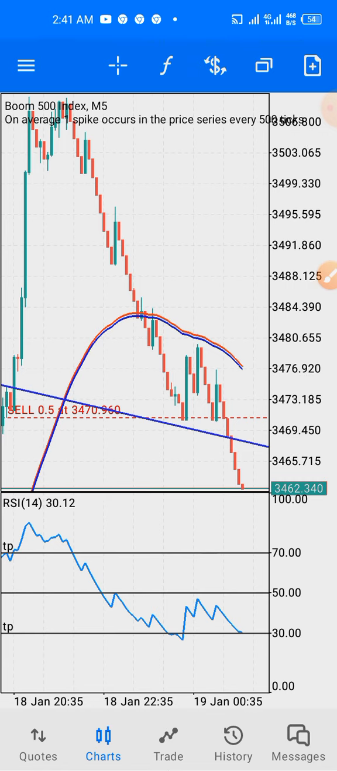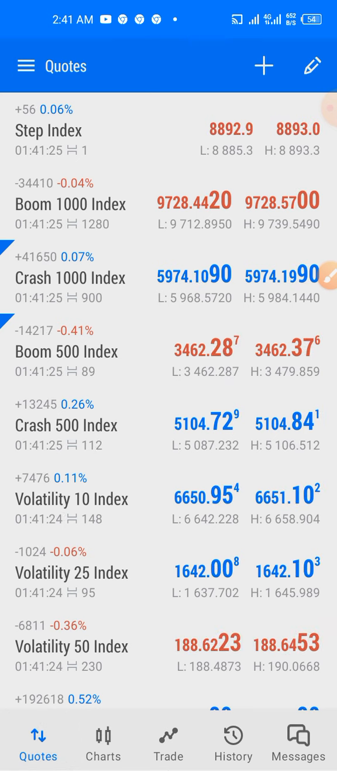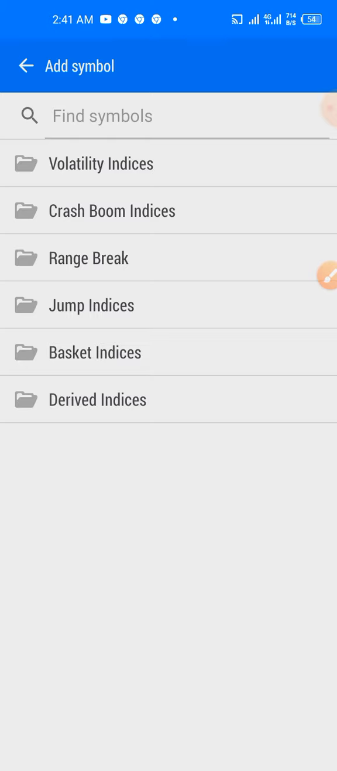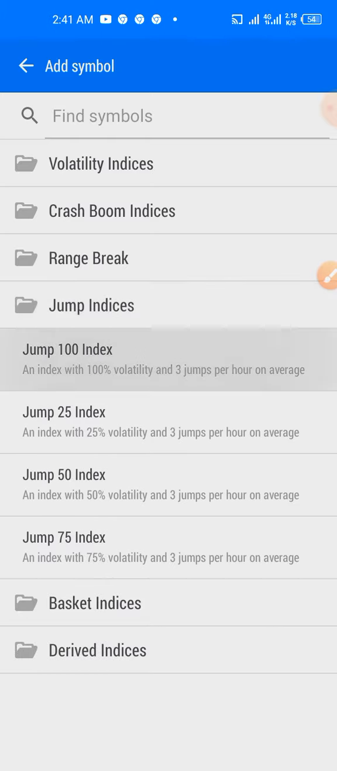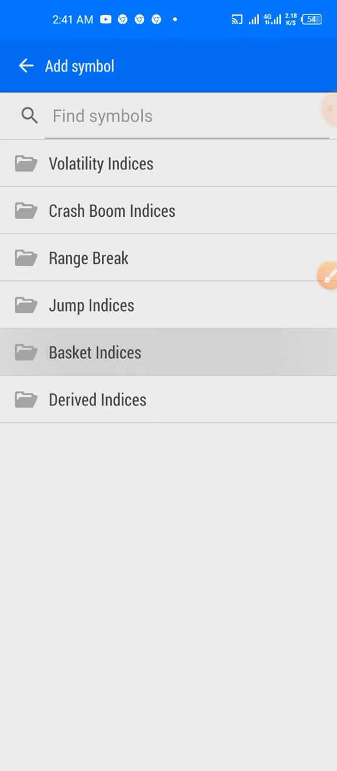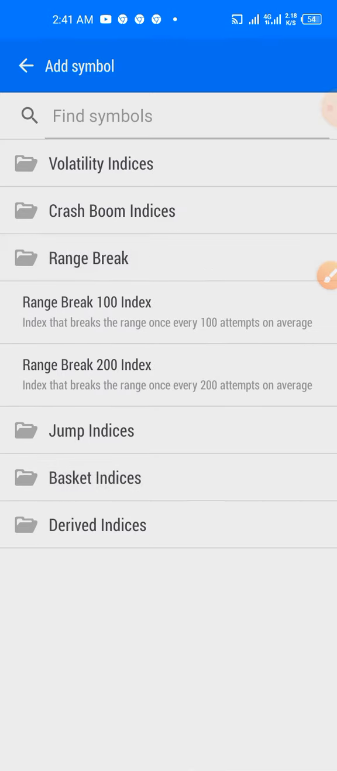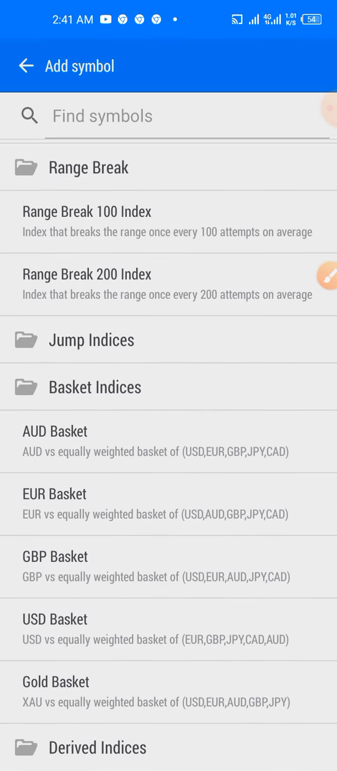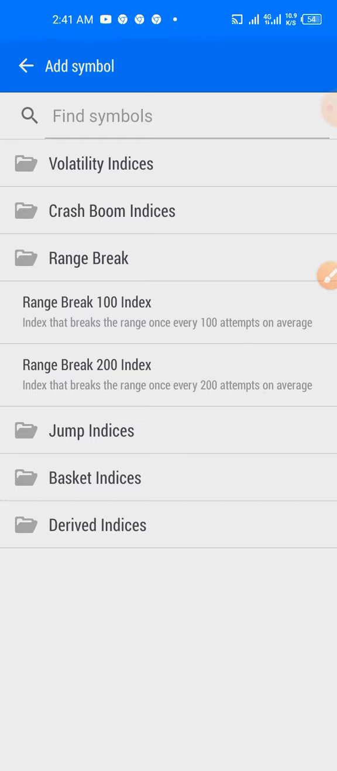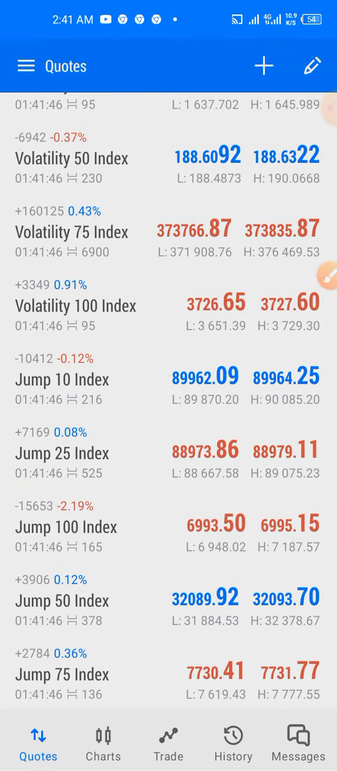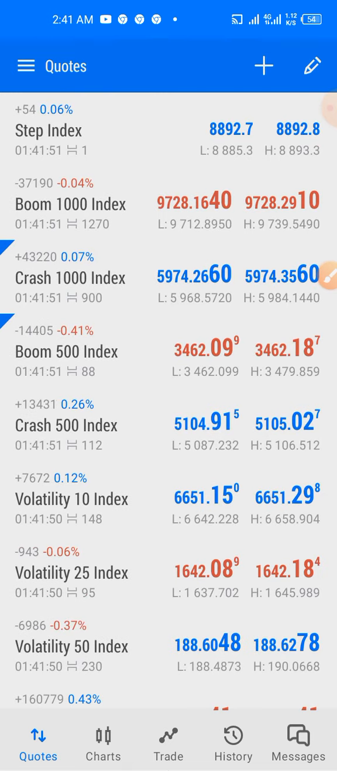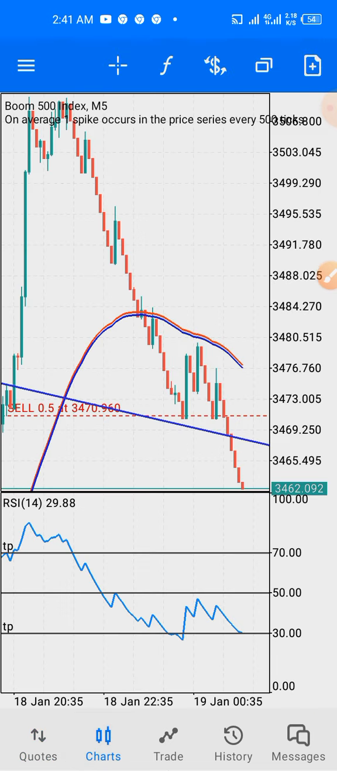On Deriv, you are going to see instruments like this. You're going to see more instruments like this, even these ones. Even the jump, body range break, all of them there, you are going to see them. So check the description box, you are going to see a link to create your account and begin to trade these. Now let me show you how this strategy works.